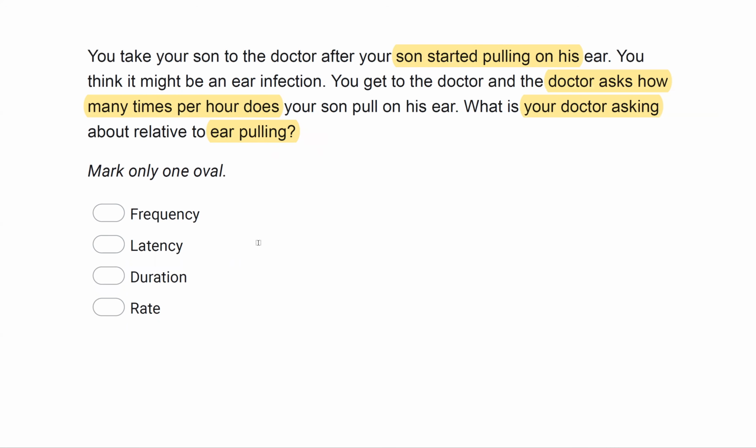He's not looking for latency. He's not looking for time in between an SD and the ear pulling. And he's not looking for duration. He's not asking how long the ear pulling occurs. He's asking about how often, relative or per hour, does your son pull on his ear. So he's asking frequency per time based on ear pulling. So the doctor is asking about D, rate.